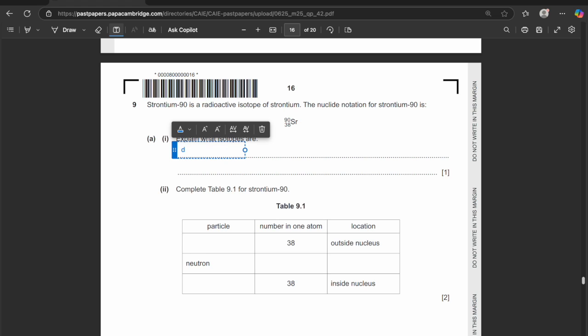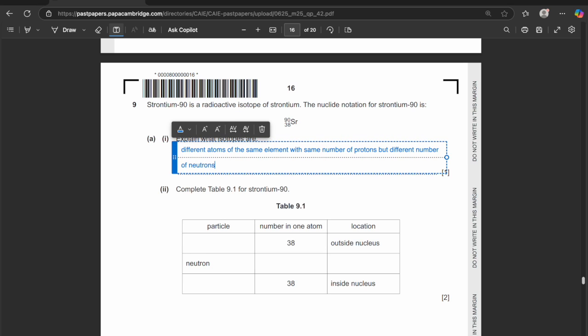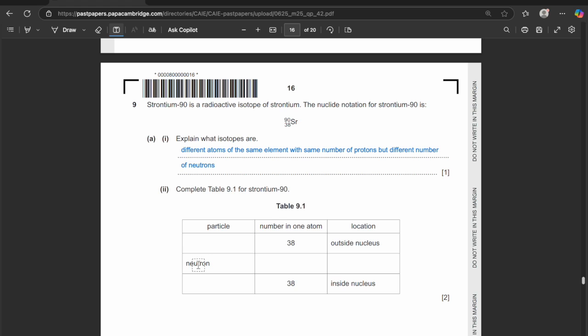So we write different atoms of the same element with same number of protons but different number of neutrons. To complete table 9.1 for strontium-90: particle number in one atom, 38, has to be electron, its location is outside of the nucleus, and number in one atom, 90 minus 38, that is 52, and location is inside the nucleus. And here is proton.